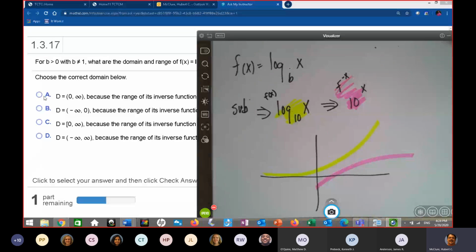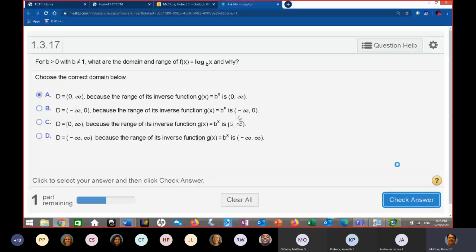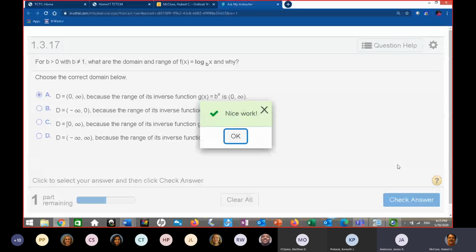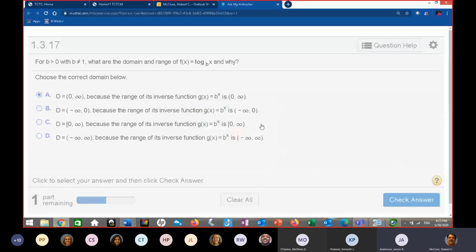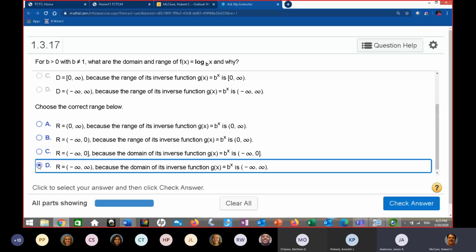And I don't want you going home spending hours thinking about this question, because it's not a test question, and it's really not a good question. So I want you to remember, parentheses, 0 to infinity, parentheses, 0 to infinity. And then your range is going to be negative infinity to infinity with parentheses. So that's going to be this one right here. And that's it.